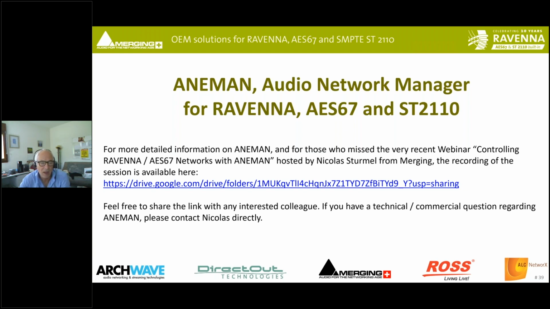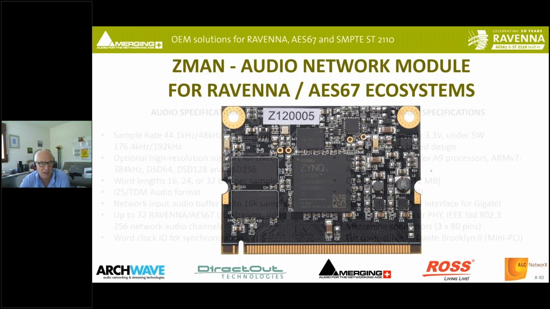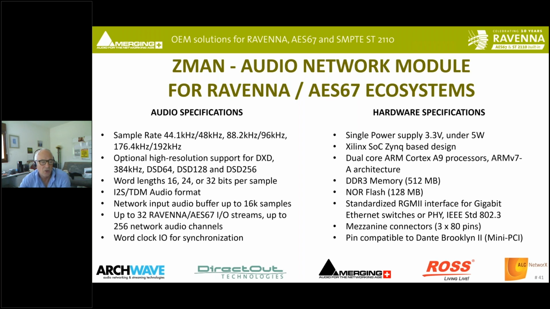I'm now off to conclude my presentation with our own little compact system on a module solution for Ravenna and AES67, which is based on the system on a chip Xilinx Zynq part. You have here essentially audio specifications with sampling rate from 44.1 to 192 kilohertz. You have optional high resolution support for DXD and all these fancy ultra high resolution sampling rates.